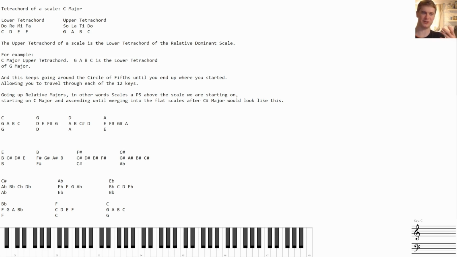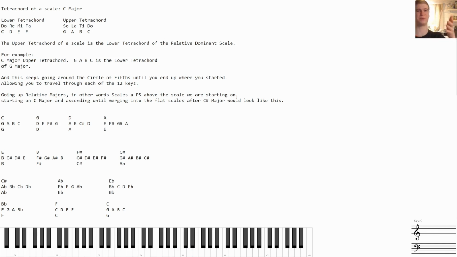But now we're in G major, so let's do our upper tetrachord of G major. We start on the fifth degree, so we're going to start on D. We have D, E, F sharp, and G. Okay, so now we're in D major. So now we think the fifth degree, A, and now starting from A in D major, we're building the upper tetrachord of D major. A, B, C sharp, D. And now we can do this all the way around the circle of fifths until we land where we started from. Okay, so now we're in A major.